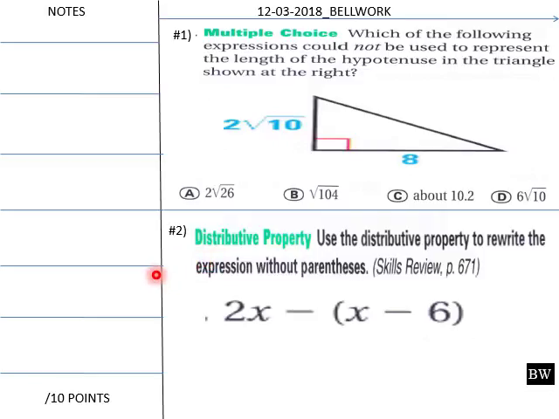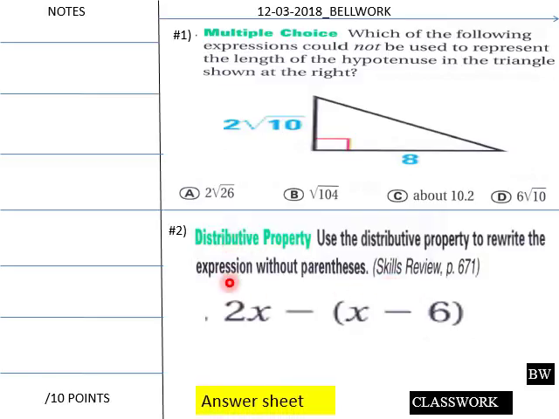Teachers, today, here is your bell work. Multiple choice: which of the following expressions could not be used to represent the length of the hypotenuse? And down here we have, without parentheses. Give your students 4 minutes to do this.